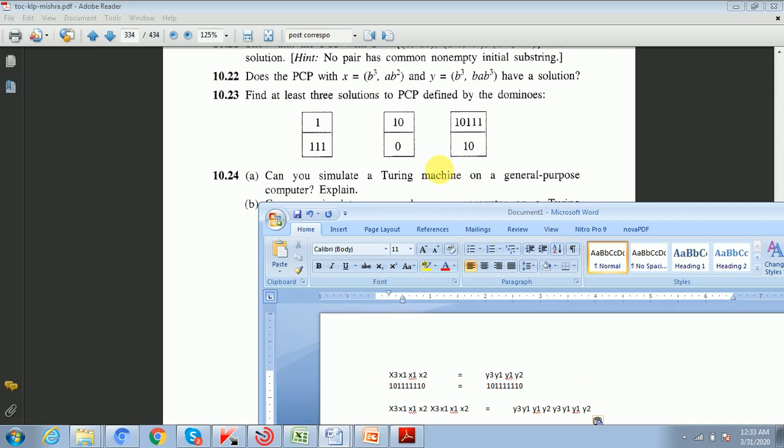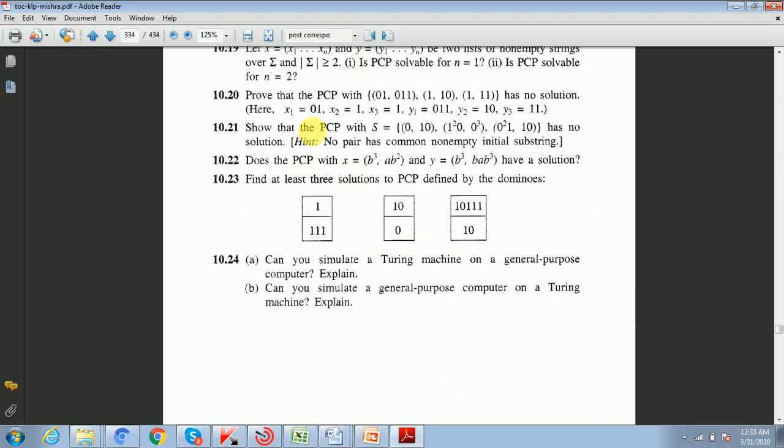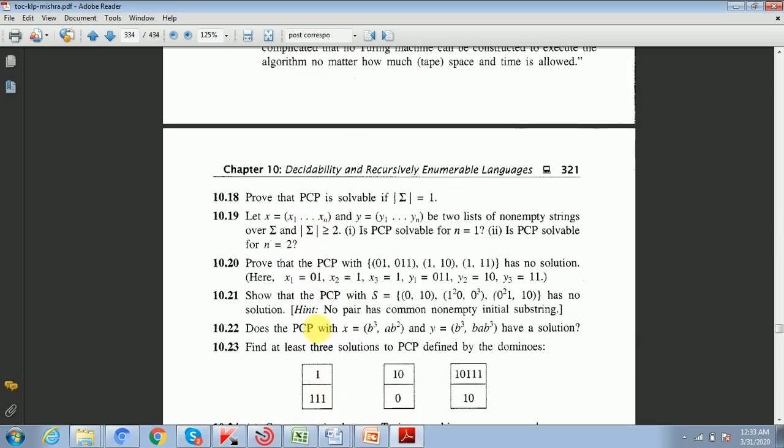And now observe, another question. Prove whether this problem has a solution or not. Obviously, if you observe, this is x1 and corresponding y1, x2 corresponding y2, x3 corresponding y3. Obviously, this problem also doesn't have a solution because each yi's length is greater than the corresponding xi, so it doesn't have a solution.